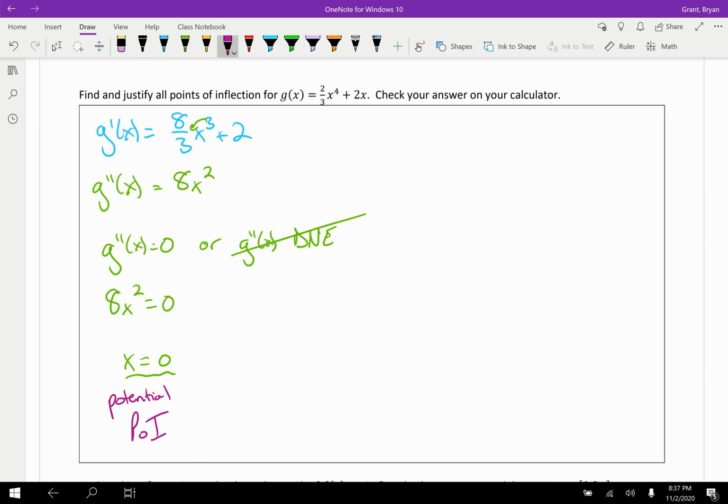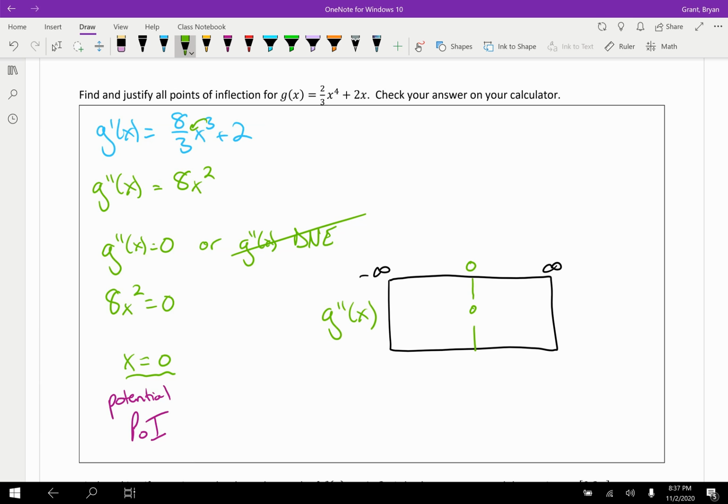How do we determine if it's actually a point of inflection? Well, we draw a sign chart. So quick sign chart. This one's pretty easy. There's only one potential inflection point, okay, and that is at an x of 0. When x is 0, that causes g double prime to be 0, right? Of course, if you substitute this in here, we get 0. But we do need to check it.